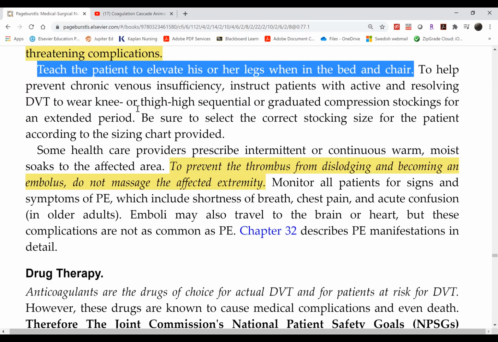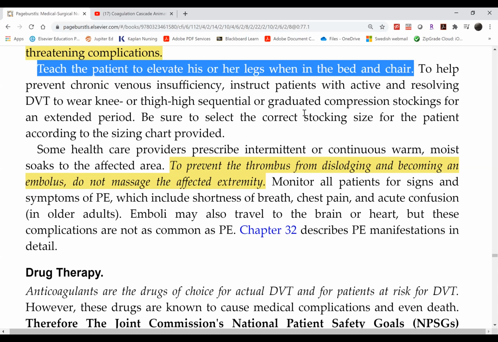The stockings are fit to the right size for the patient, so don't force a small size on a plus size patient, right? We have measurements. The package of the stocking has instructions on how to measure the size. So you just get a tape measure, and if your patient's calf circumference is a certain range, you have a reference on the package as to what size the patient should have.